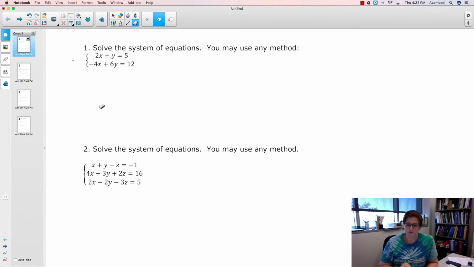So you're going to need to solve a system of equations, a 2x2 and a 3x3. You can use any method on this one. You will have to use Cramer's rule on one of the 2x2 systems.